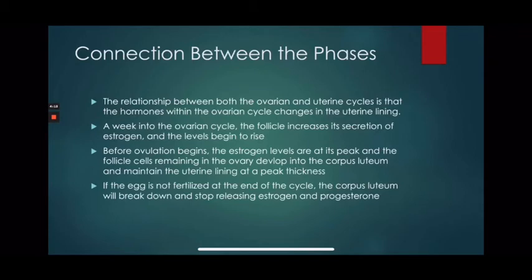If the egg is not fertilized by the end of the cycle, the corpus luteum will break down and stop releasing estrogen and progesterone. Without these hormones, the uterine lining also breaks down, which initiates menses, which is normal vaginal bleeding.